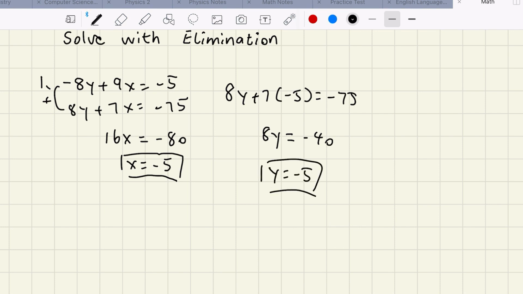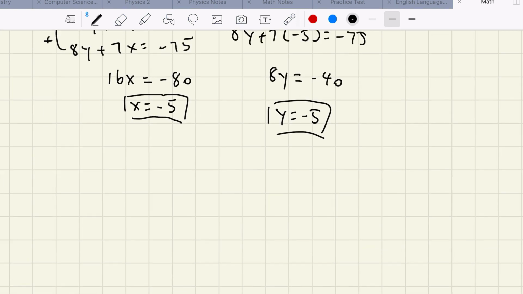So in simple words, you just have to eliminate the variable. And now it's rather simple because you can see right away that y has the same coefficients, negative 8 and 8. So you just have to add them to eliminate the coefficient in front. So it will be 0 times y, which is just 0. So let's try another problem.